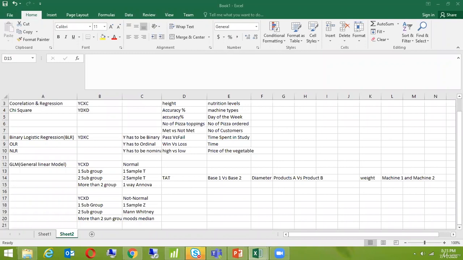Can it be employee salaries versus different countries? Absolutely, yes. Very good.